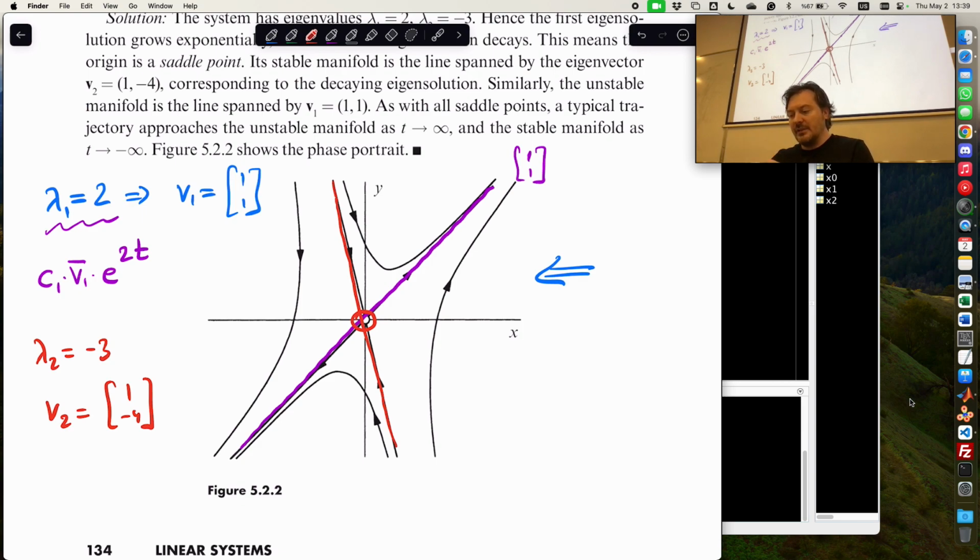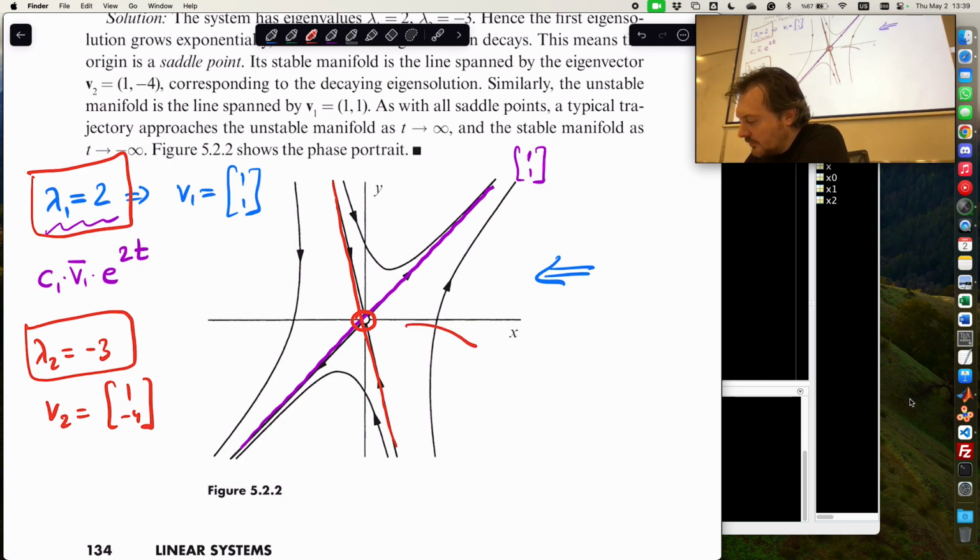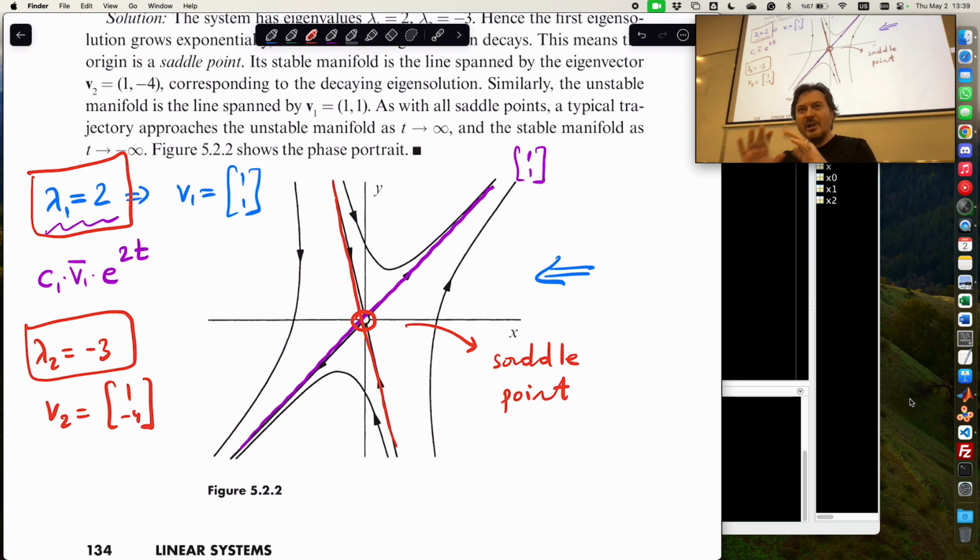its behavior is determined by this lambda. Okay? And in this particular case, it's a saddle point. Saddle point. Do you remember saddle point? We discussed it in 1D, but in 1D it's a bit weird because it's attracting from one side, repelling from the other side.